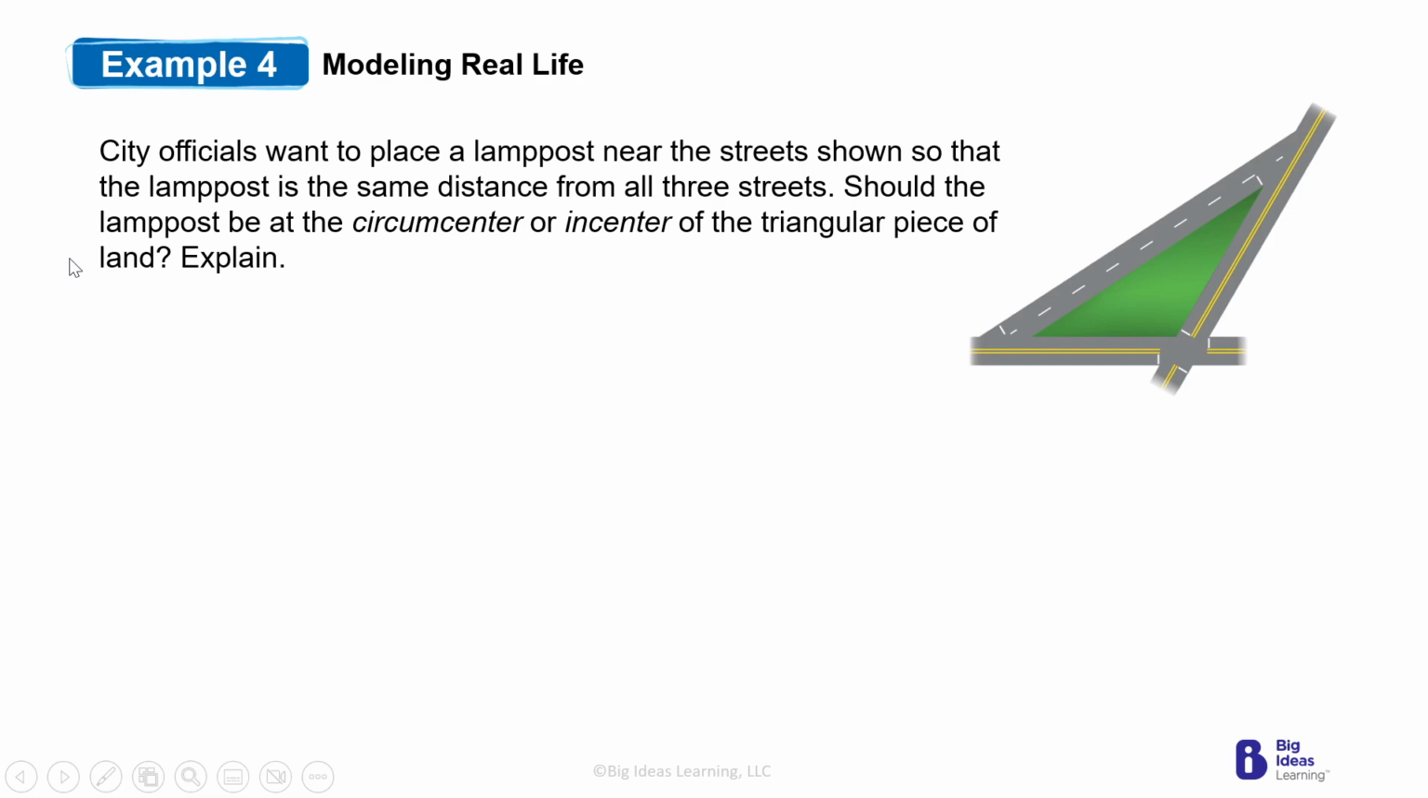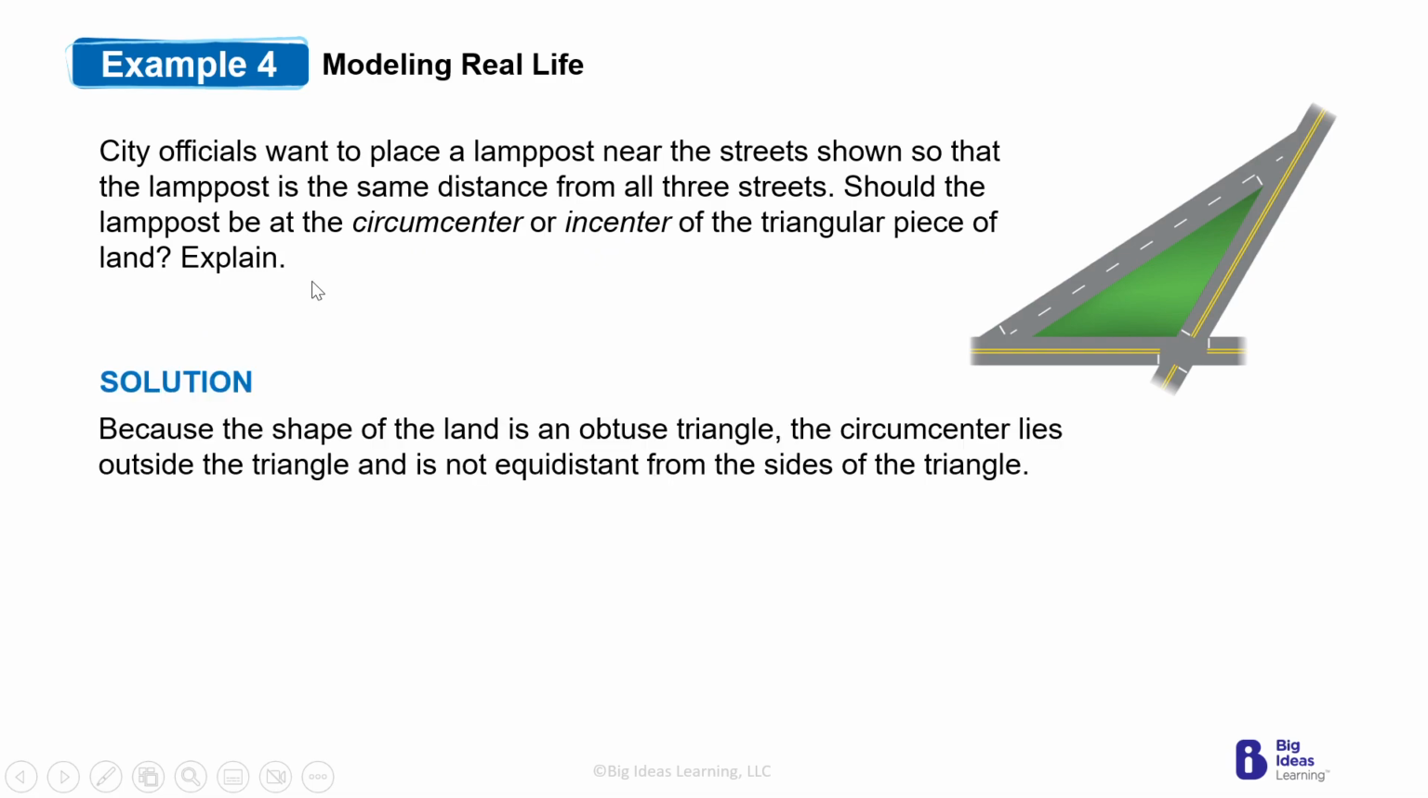Here's our modeling real life problem. City officials want to place a lamppost near the street shown so that the lamppost is the same distance from all 3 streets. Should the lamppost be at the circumcenter or the incenter of the triangular piece of land? Explain. All right. Because this shape of land is an obtuse triangle. So you see how it's an obtuse triangle.